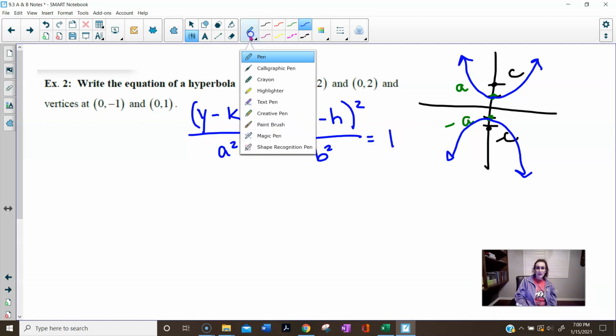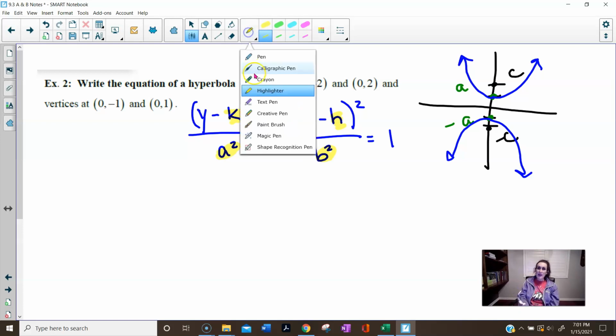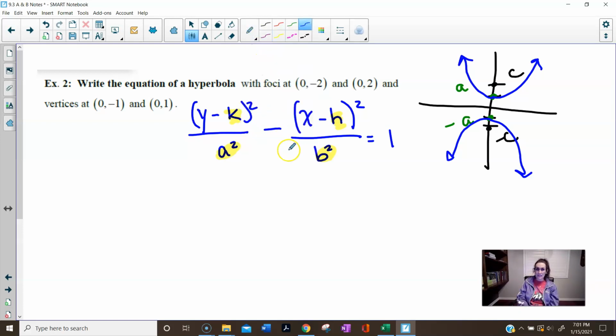So I can write this equation, but there's some things that I need to find. I need to find the k, I need to find the h, I need to find the a squared and the b squared. So some of these things I already have, but some of these things I do not have. So let's figure out what I have and what I still need.